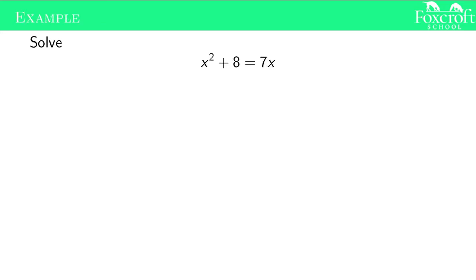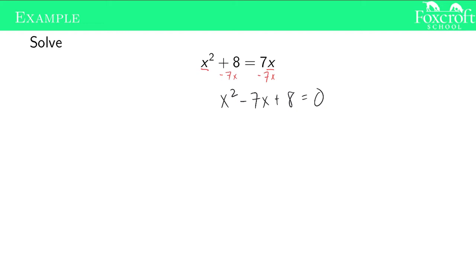All right, so here we have the example x squared plus 8 equals 7x. The only time we don't get 0 on one side of the equation is if we're doing the square root property, and we're not going to be able to do the square root property here because we have an x squared and a normal x. So what I'm going to do first is subtract this 7x from both sides. x squared minus 7x plus 8 equals 0. And now I have some options. I could do completing the square. I can't do the square root property, but I could factor. I could do the quadratic formula.